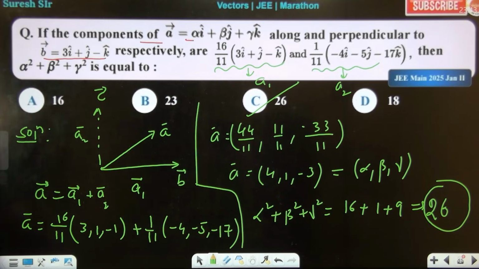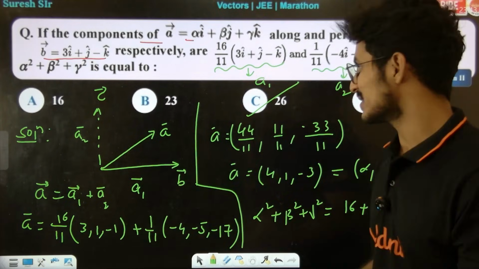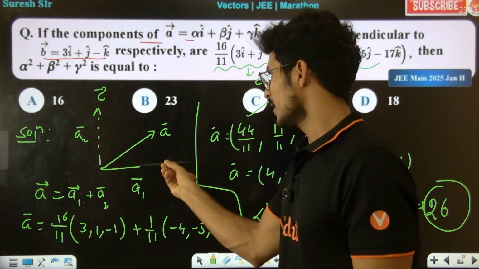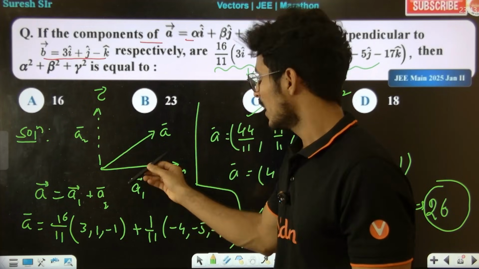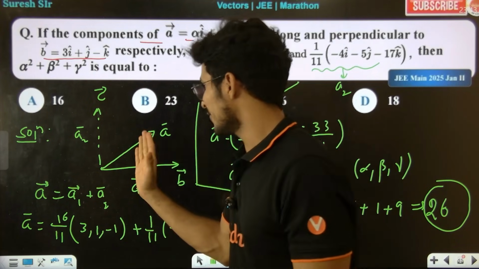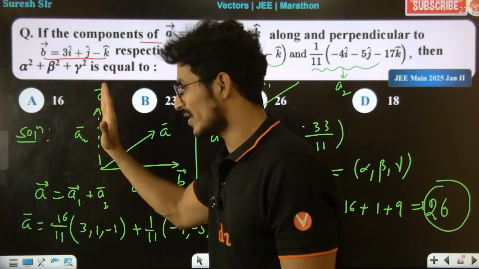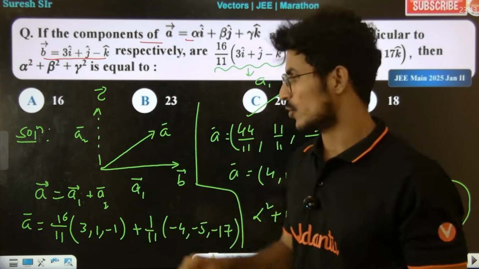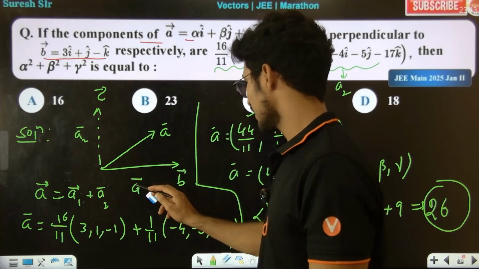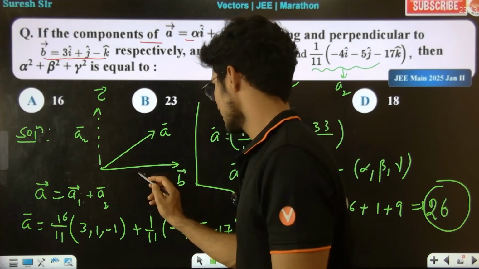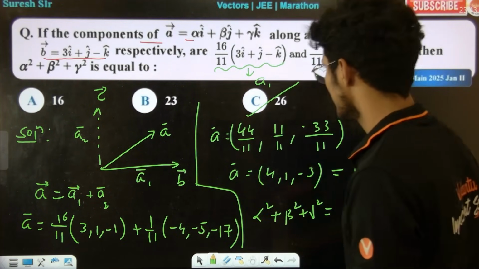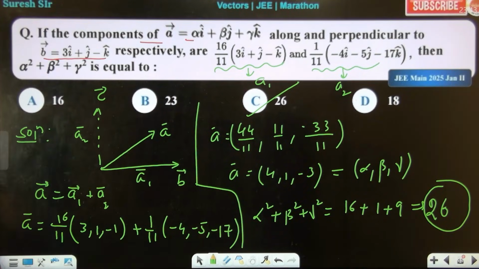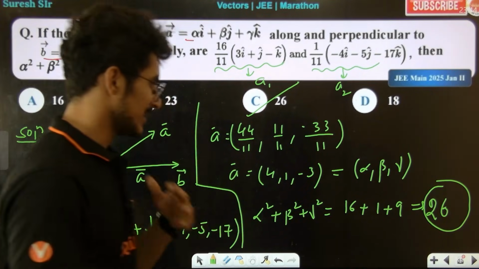Any doubts? Are you understanding or not? Tell me, what is the simple language here? The component of A vector along B is A1, and the component of A vector along this C vector is A2. So if I want the A vector, adding this plus this gives me the answer. Simple. Are you getting the point or not? Yes sir. Okay, so I hope you understood this beautiful concept and a very simple question if you understand the language. Next question.